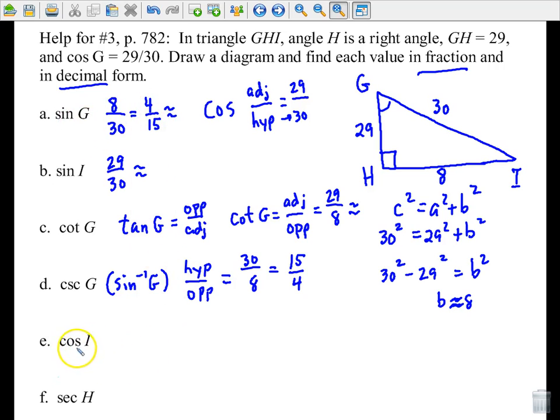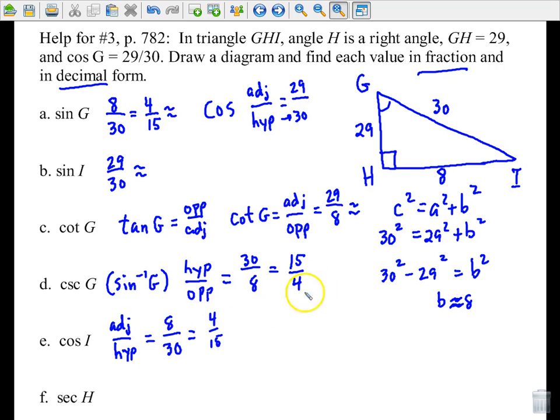Okay, let's do cosine I. All right, cosine, remember, is adjacent over hypotenuse. For angle I, adjacent means 8. Hypotenuse is 30.